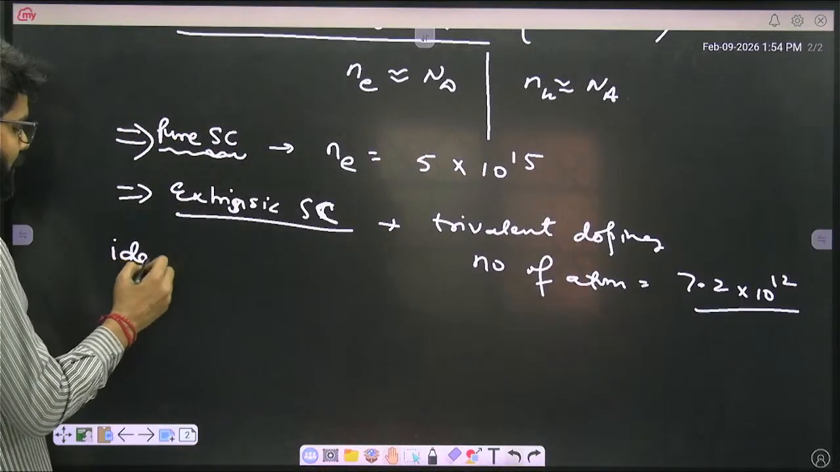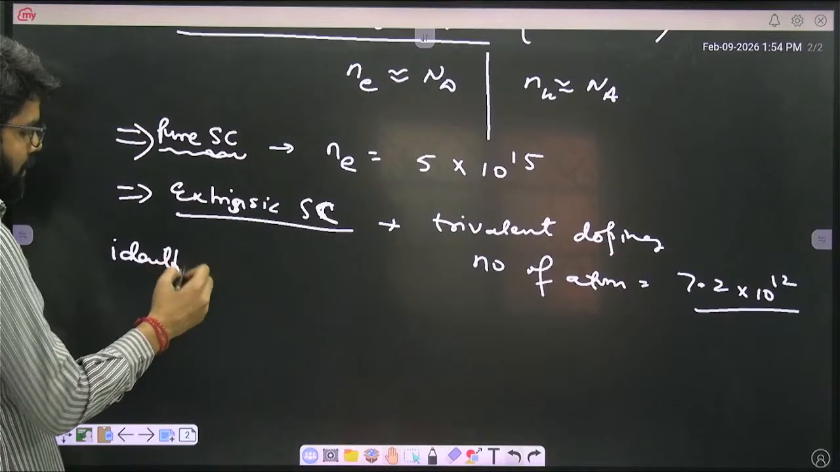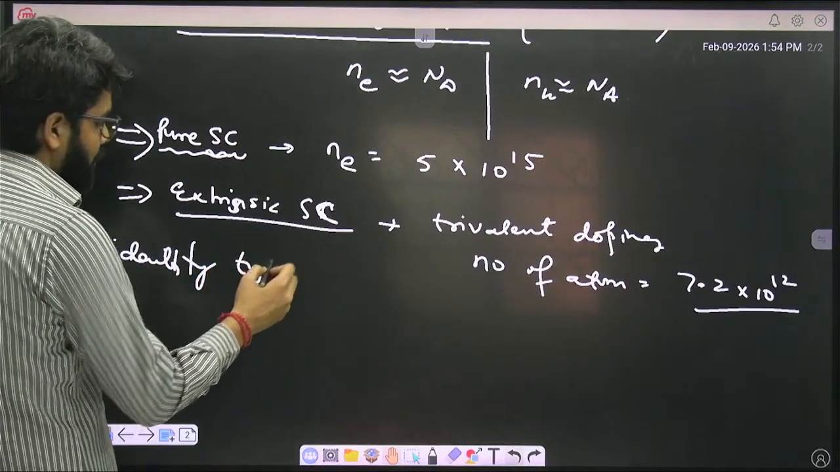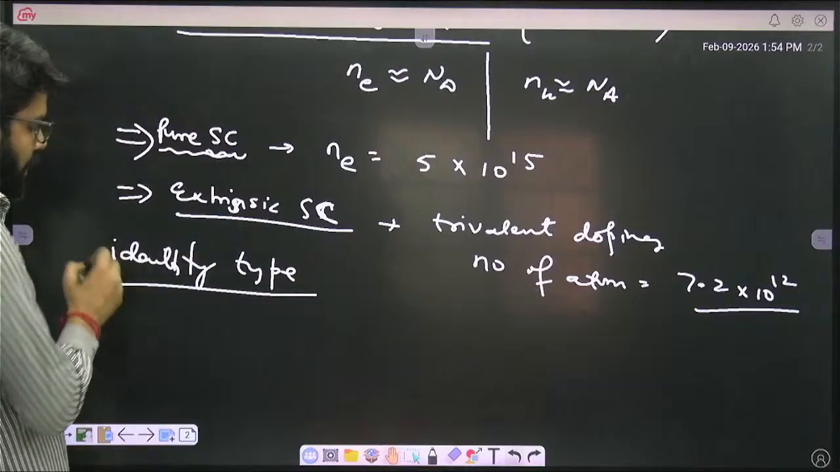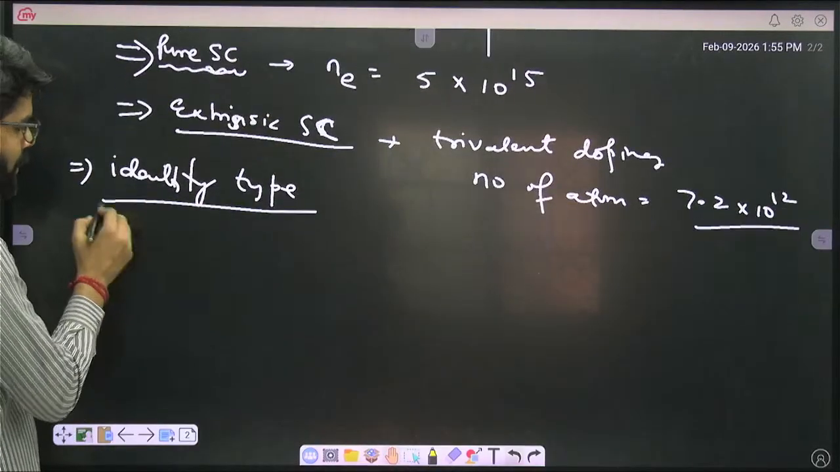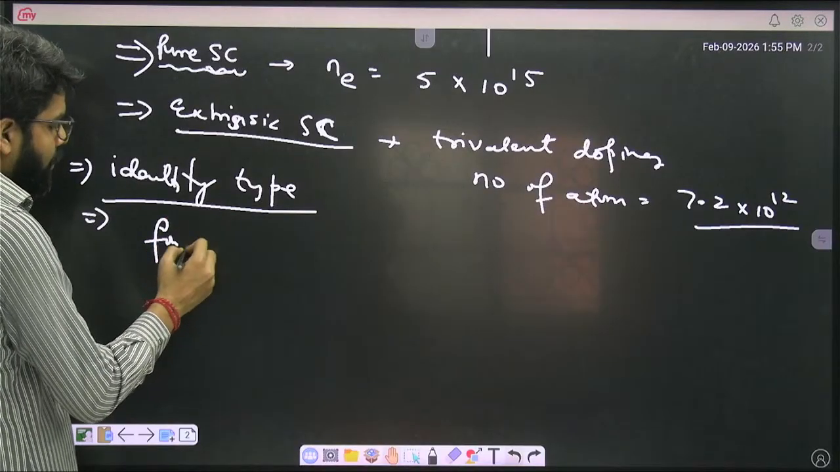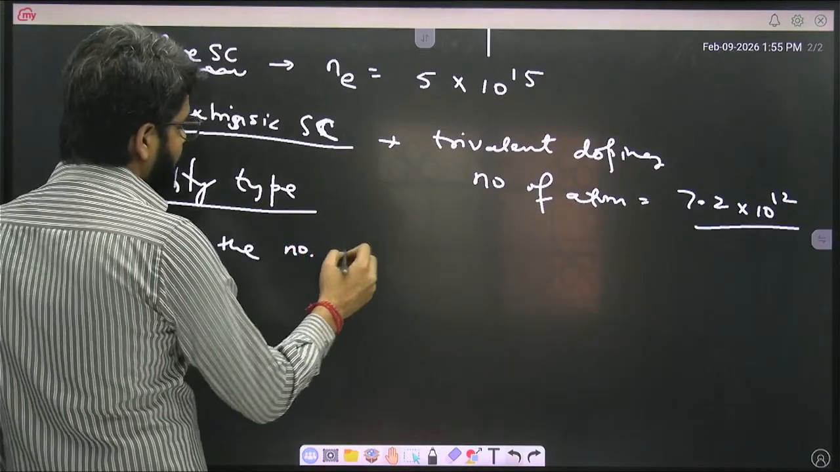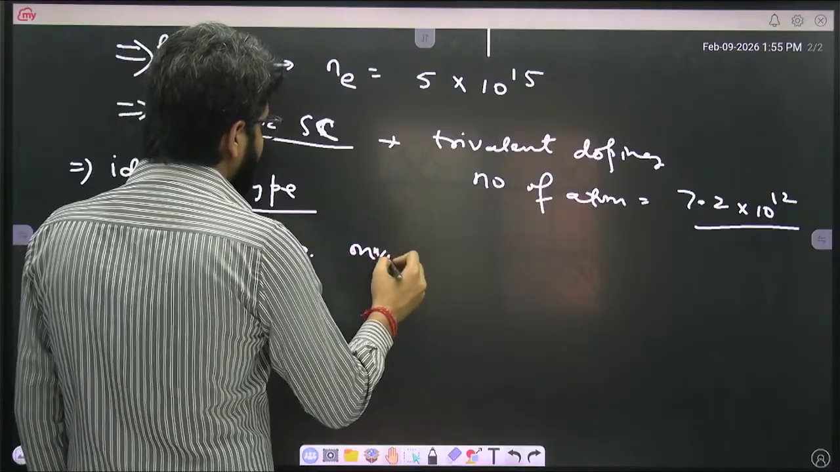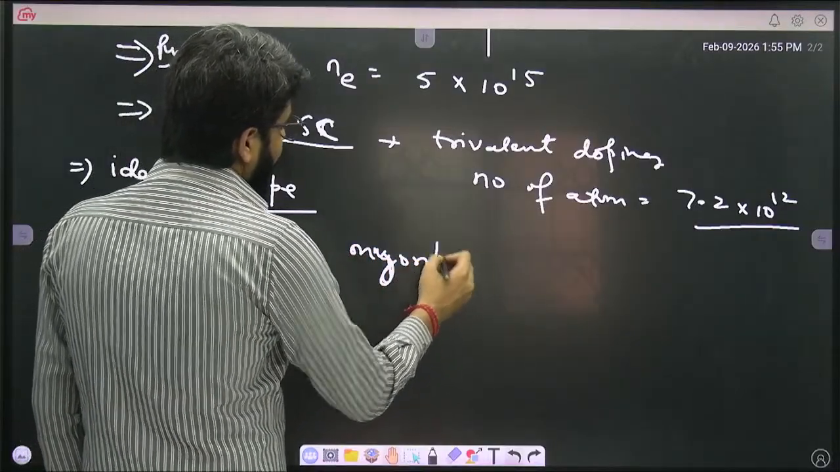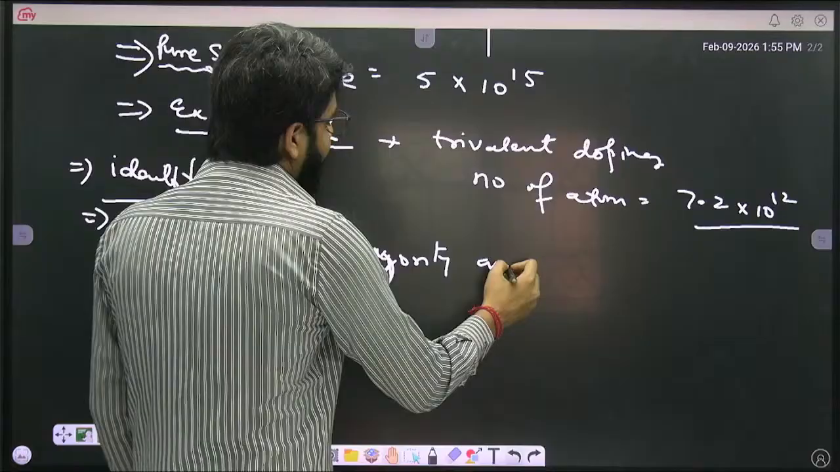Identify the type of semiconductor. Which type of semiconductor will be found first? Second one, find the number of majority and minority charge carriers.